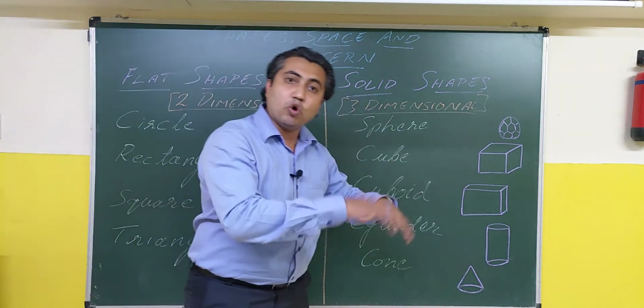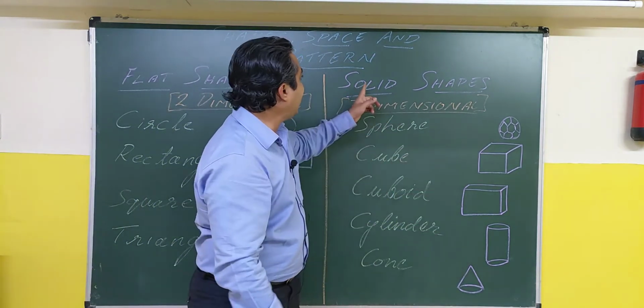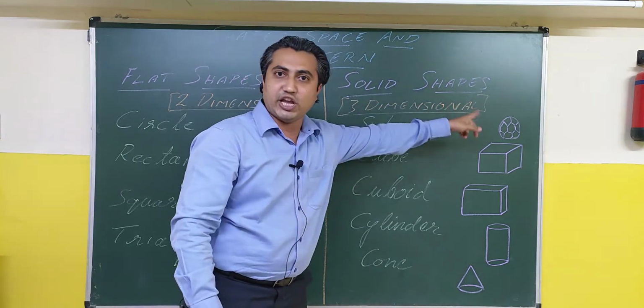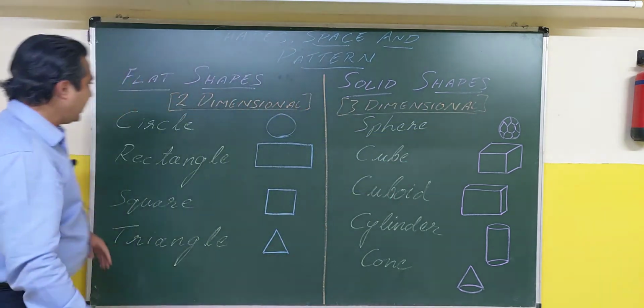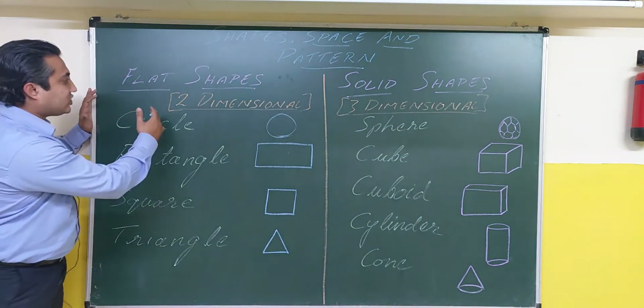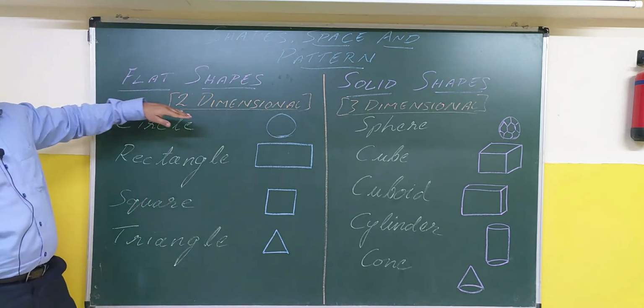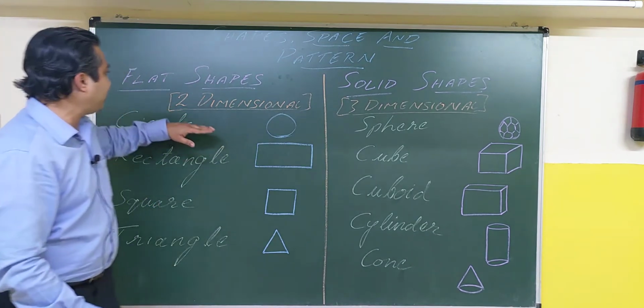And if it has more than one face, then it is called a solid shape. I hope you are clear with this. Now here let us try to understand. I would like to tell one more thing.